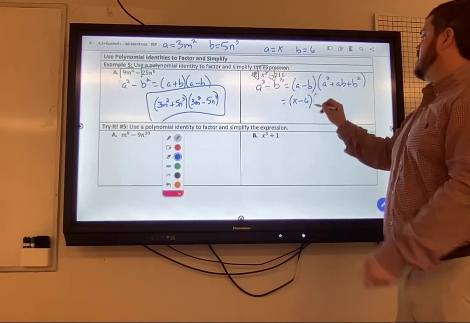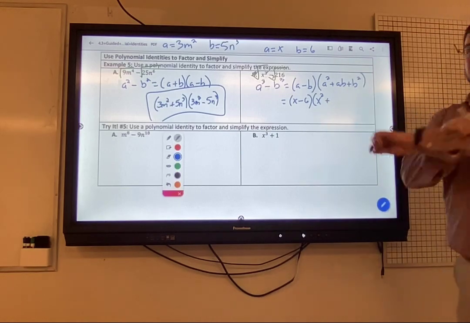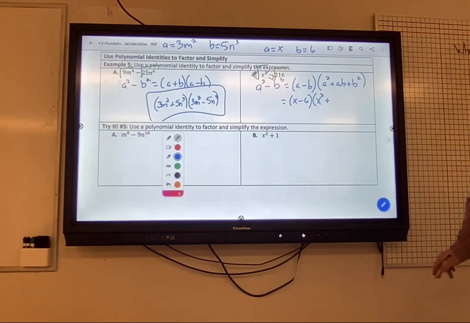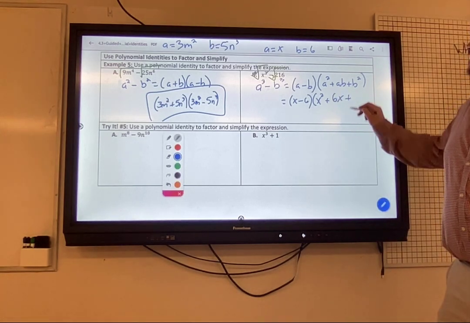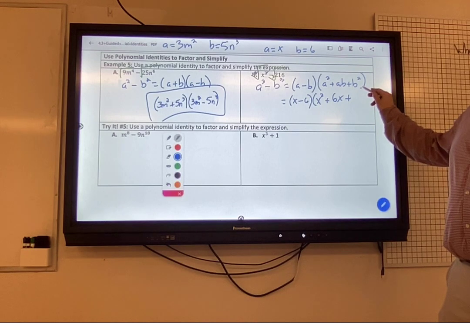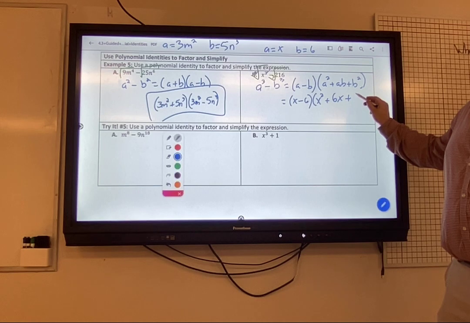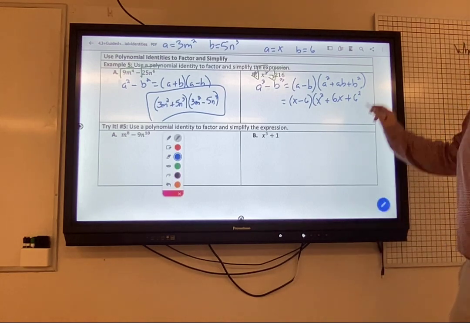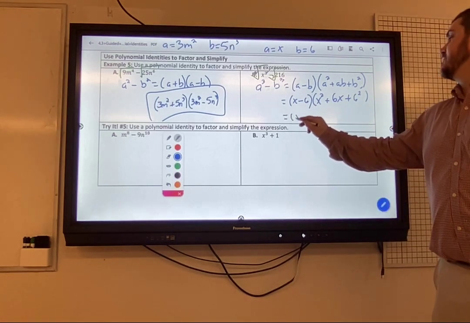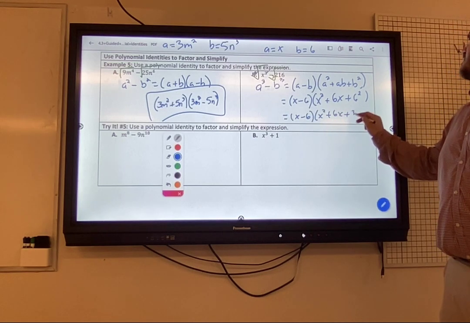This says a squared, so x squared. The middle part's a times b. What's 6 times x? Just 6x. And then my last part says b squared. So what's 6 squared? If I plugged in 6 there, that would say 6 squared. What's 6 squared? So this factors to be x minus 6 times x squared plus 6x plus 36.